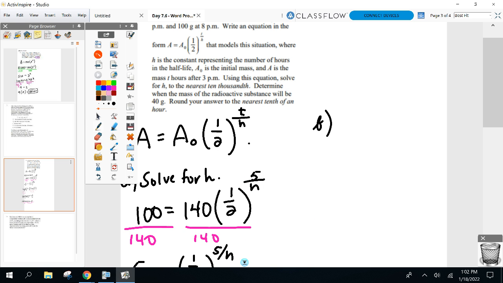Ready? What's my new A? A is 40. What's still my initial mass? 140. Then 1/2. I'm solving for how long, right? So T. And how about h?